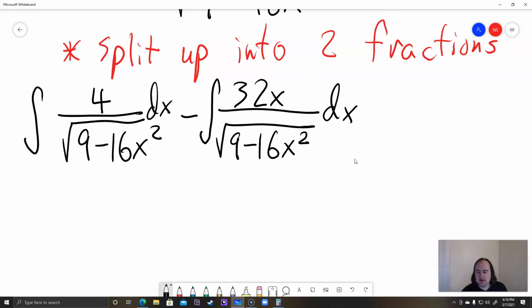Okay, so anyway, that's the trick, split it up. And then what do we do with each of these individual integrals?